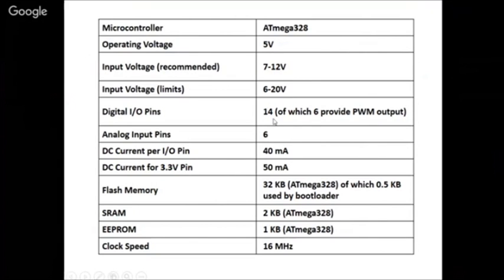You have 14 digital input output pins and 6 PWM pins, which I showed you. Analog input pins are 6. The current is 40 milliamps if you use 5 volts, and if you use 3.3 volts, you can get 50 milliamps. Flash memory is 32 KB, there is static RAM and EEPROM, and the clock speed is 16 megahertz.